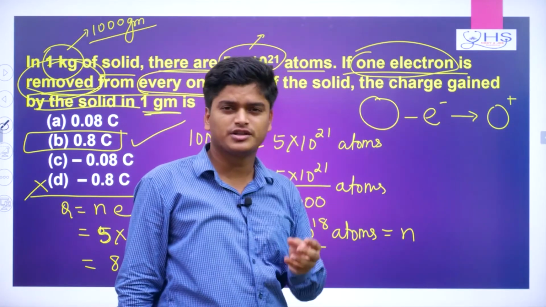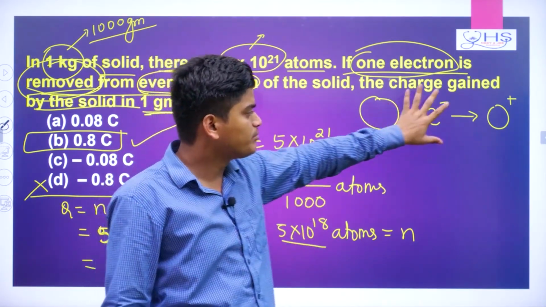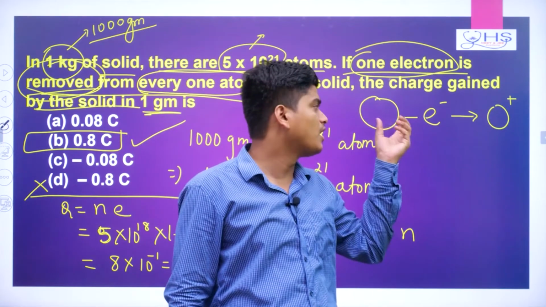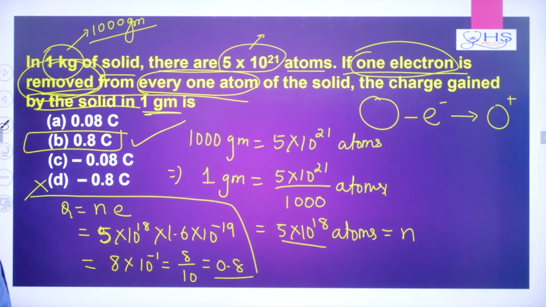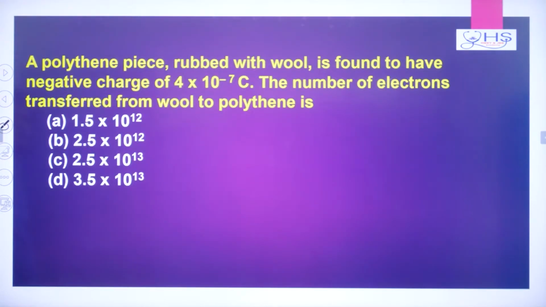The mass of the electron is very small, but the mass is there. So the mass will also reduce. When an atom becomes an ion, its mass also gets reduced. Okay. Now come to the next question.